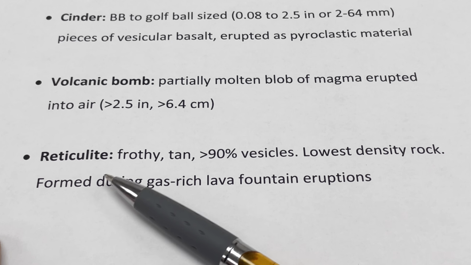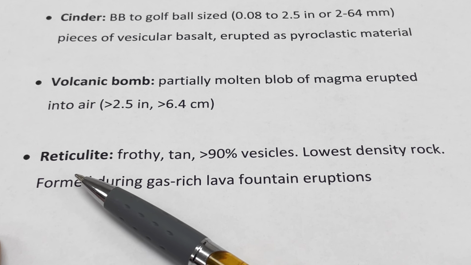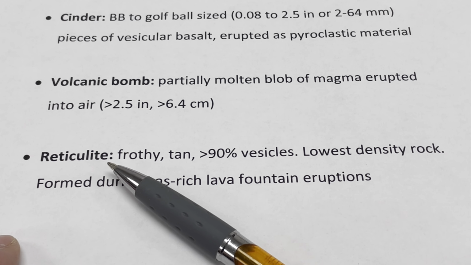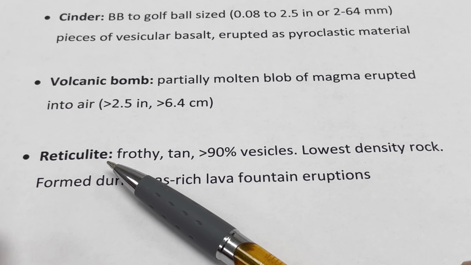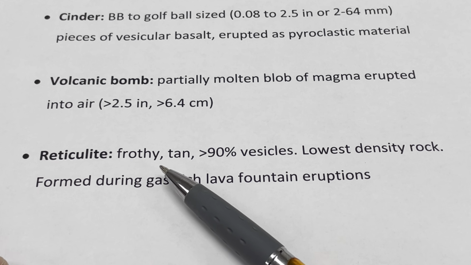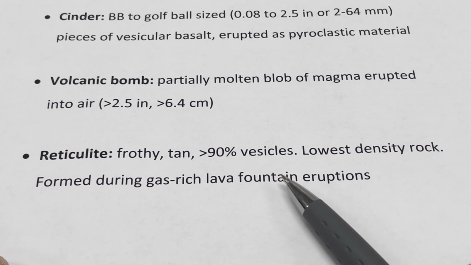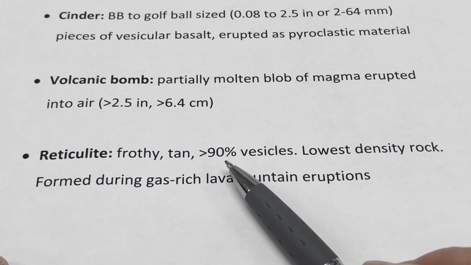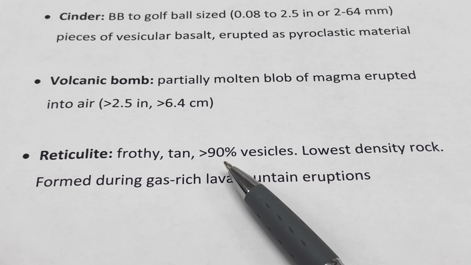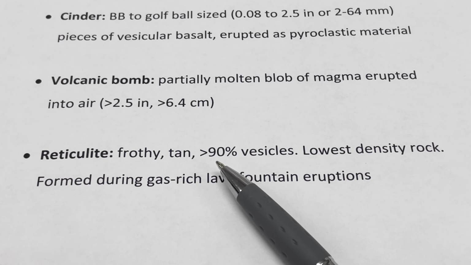And then lastly, on this page, reticulite. This is a really cool rock. I don't know if you've seen anything like this. I've only been able to find it in Hawaii, but this is a tan, frothy rock. It's actually the lightest or lowest density rock that is around. It's almost completely made out of vesicles. So most of what makes up the rock are holes, and it has these thin glassy bubble walls that form the rock itself.